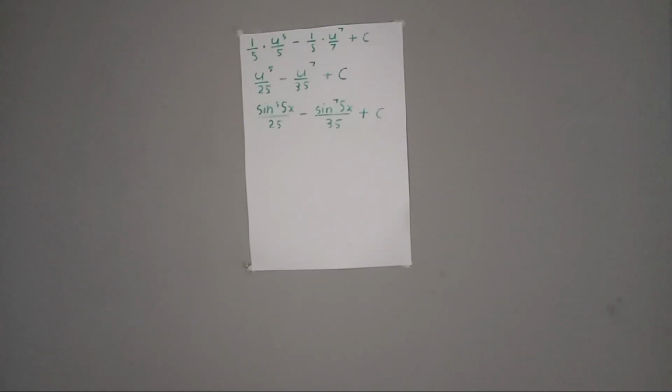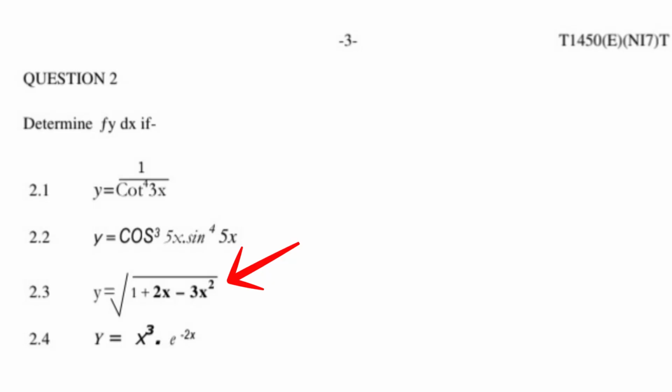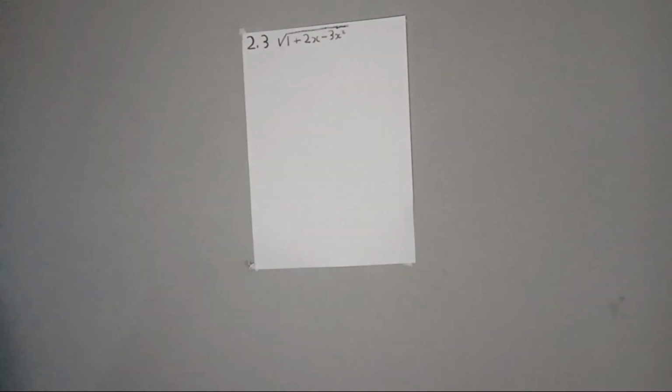Now, what's the next question? Let's go to the next question. So, guys, the next question is y is equal to the square root of 1 plus 2x minus 3x squared. Okay. Hey, guys, what do we do with a question like this?